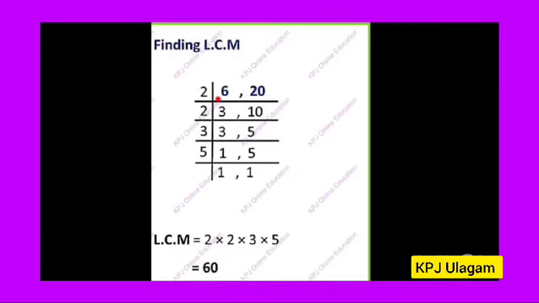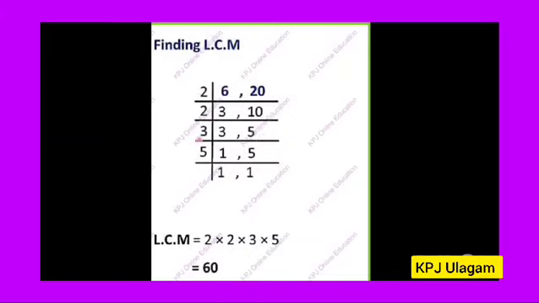Now we are going to find the LCM of the numbers 6 and 20. 6 and 20 should be divisible by the same number. If it is not divisible by the same number, you have to write the number as such below that. Now look here, 6, 20. I am dividing 6 by 2 to get 3 and 20 by 2 to get 10. Now again I am dividing by 2, but 3 by 2 I can't divide. So I am going to divide 10 by 2 to get 5. As 3 is not divisible by 2, I have to write the number as such.